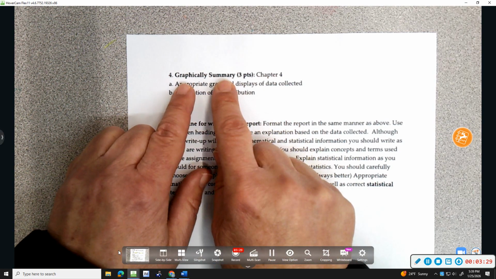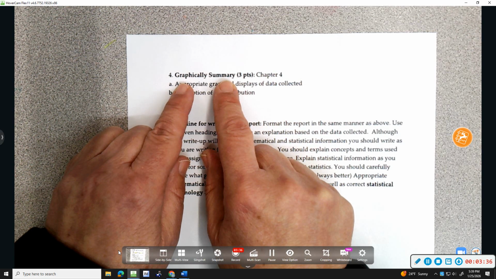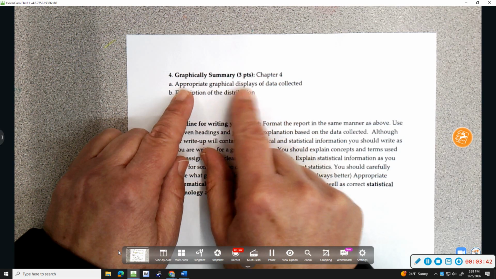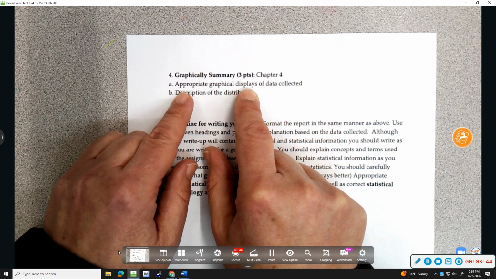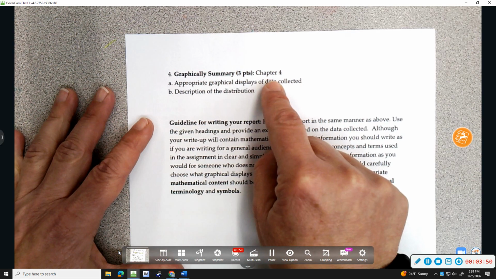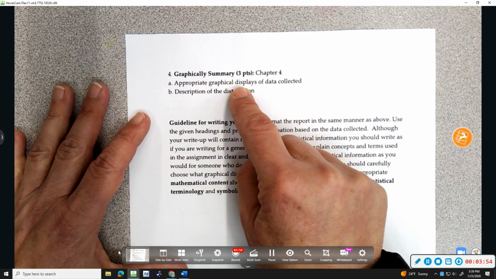The last part is to use Chapter 4, the graphical display. So you'll be going back in, putting your data into a Google Sheet or using the existing sheet, and you're going to give me appropriate graphical displays. A pie chart is not a correct display for your type of data. You will also be describing the distribution, which can be found in Chapter 4. Be sure you're using the appropriate graphical displays.